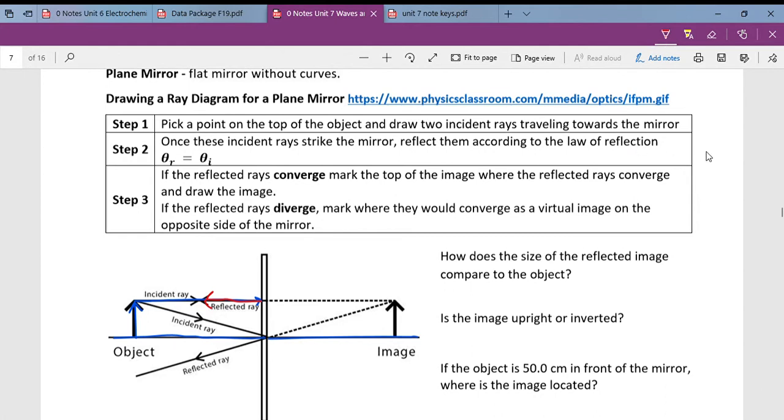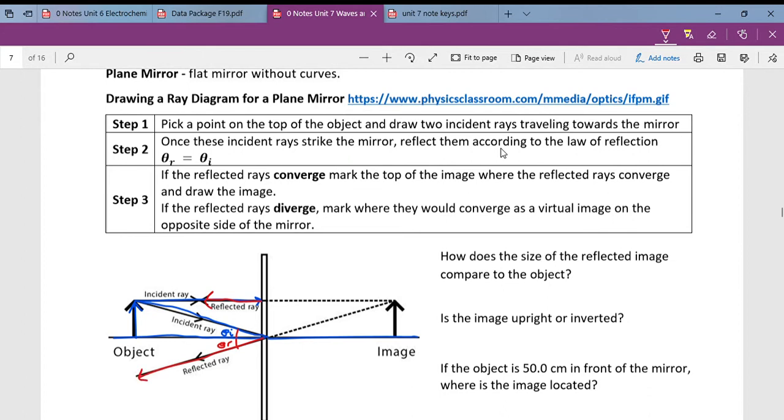So you're going to draw an incident ray. The easiest one to draw is from the top of your object and then having it hit the mirror where your mirror hits the bottom of your image. And so this is going to be your incident ray. This is your angle of incidence. And then you're going to have a reflected ray that, whatever angle this incident ray came in on, you're going to make it equal to this angle of reflection. And you're going to reflect your ray.